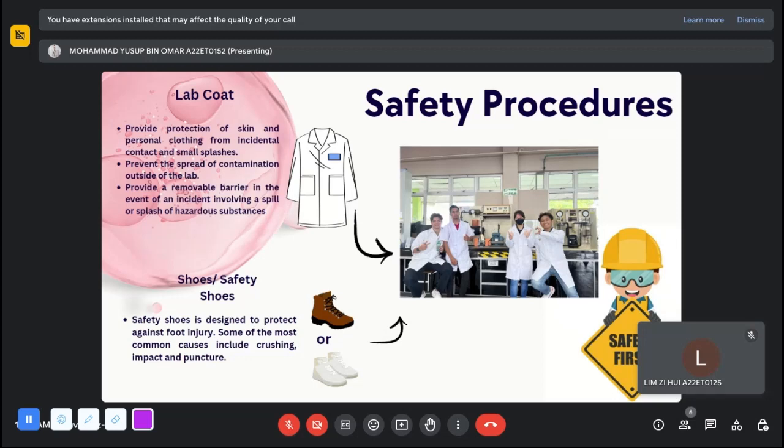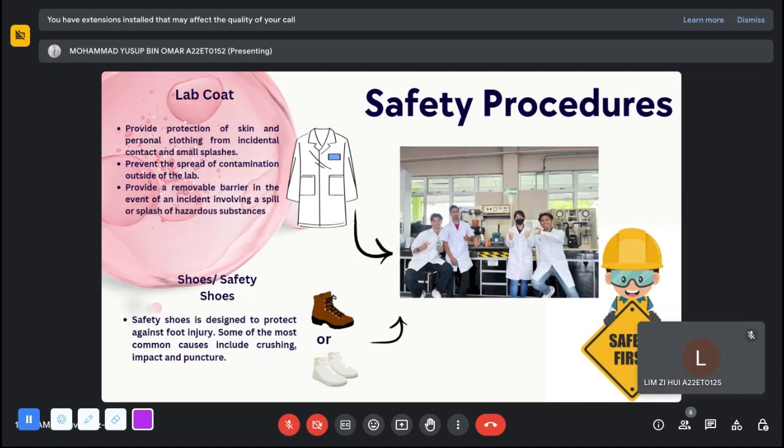So for the safety procedure, these are the rules that we need to follow while conducting the experiment. First, we need to wear our lab coat, which provides protection of skin and personal clothing from incidental contact and small splashes. Other than that, it is to prevent the spread of contamination outside of the lab and to provide a removable barrier in the event of an incident involving a spill or splashes of hazardous substances.